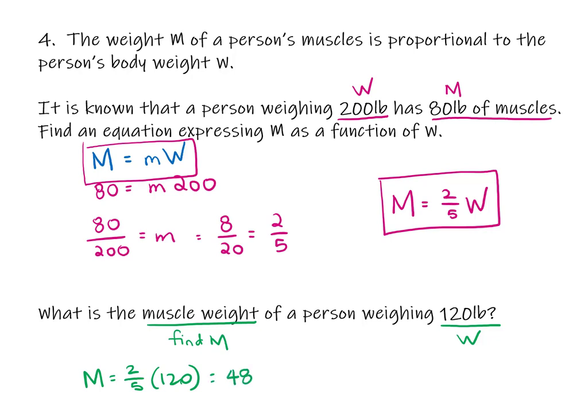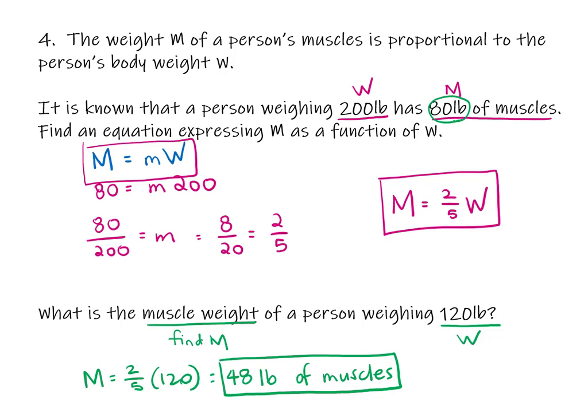We want to make sure we have the correct units. Let's go back to where we see it talked about. We see the units of muscles was in pounds. So I'm going to say 48 pounds of muscles. You always want to make sure you use the correct units, referencing a previous section.